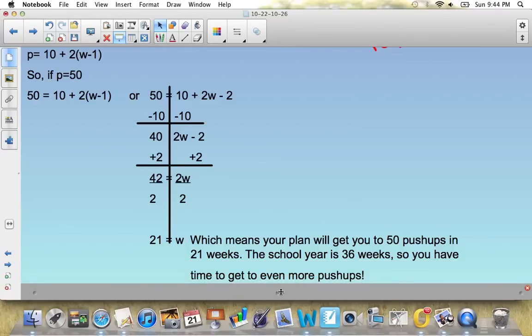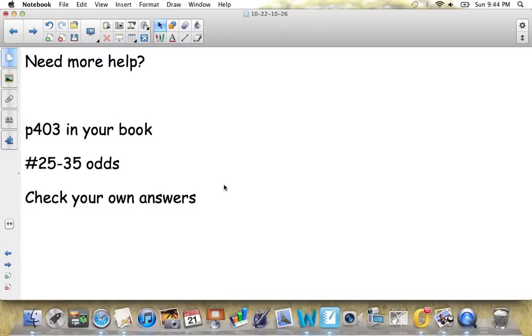School year's 36 weeks, so you have plenty of time to get to even more push-ups. If you still have questions or need more help, page 403 in your book, 25 to 35 odds. You're responsible for checking your own answers.